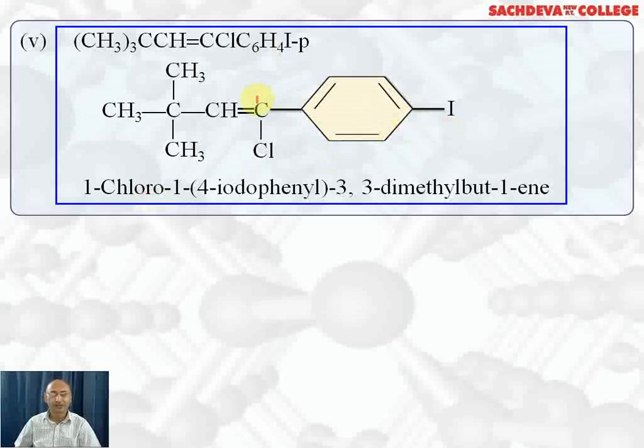1-chloro. This is the first carbon, which is called 1-chloro, and to this carbon this group is attached, which is called 4-iodophenyl. So we have written 1-(4-iodophenyl). 3,3-dimethyl. This is third carbon attached to 2 methyl groups. So we have written 3,3-dimethyl but-1-ene. Double bond is after first carbon. Total carbon atoms are 4. So we call it but-1-ene.